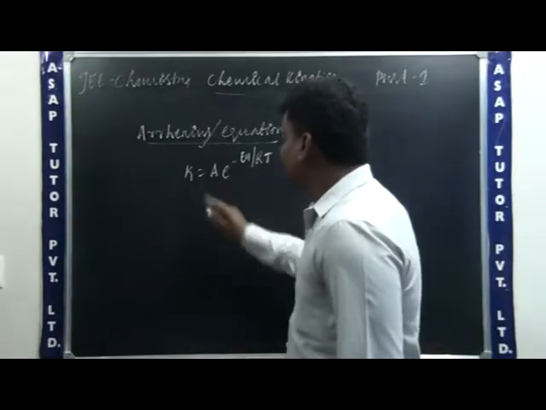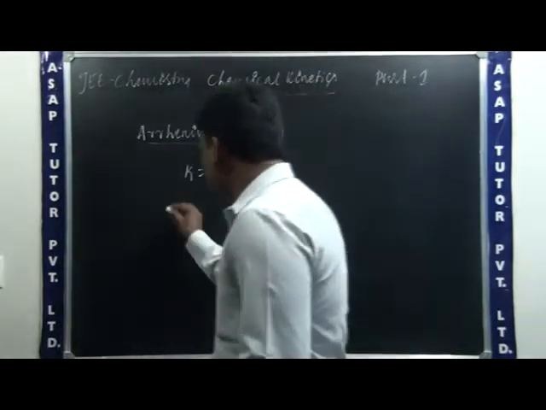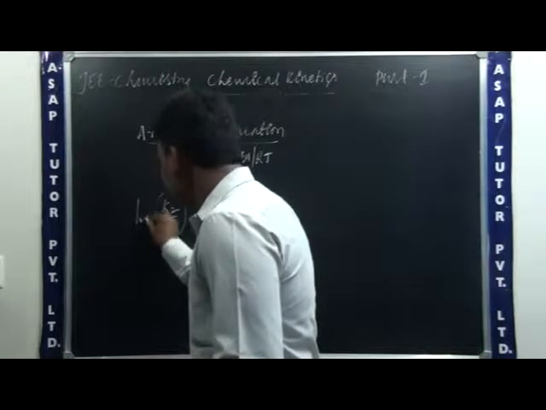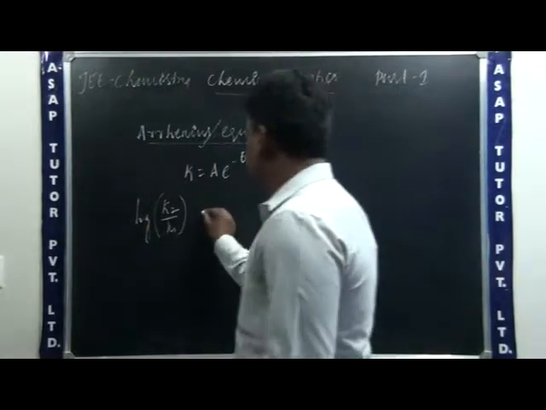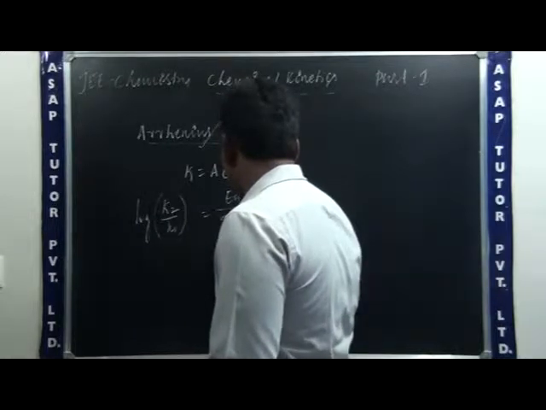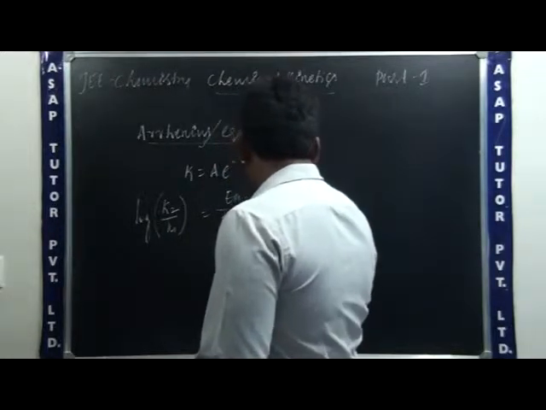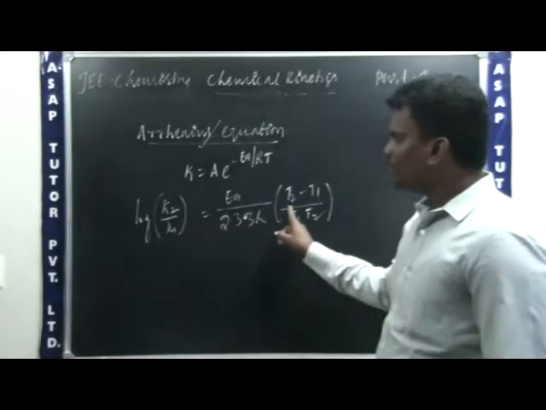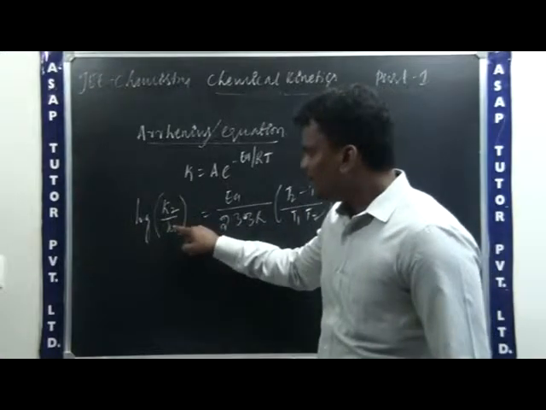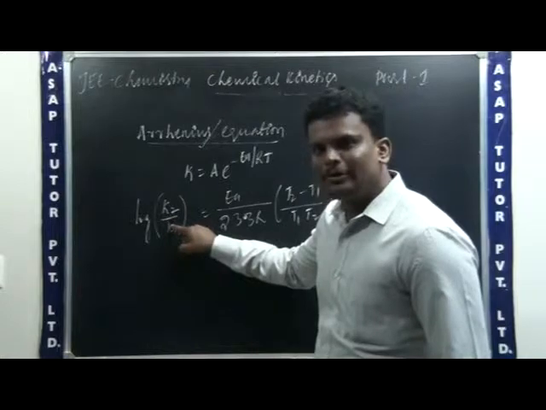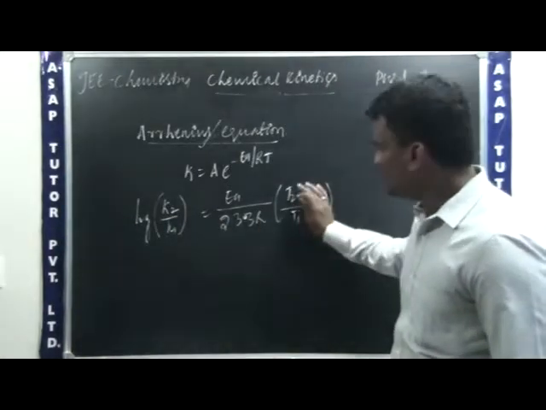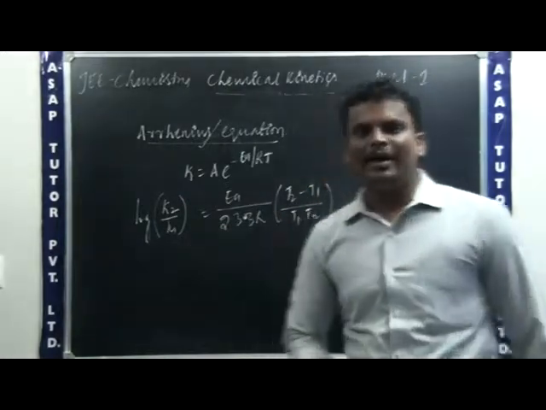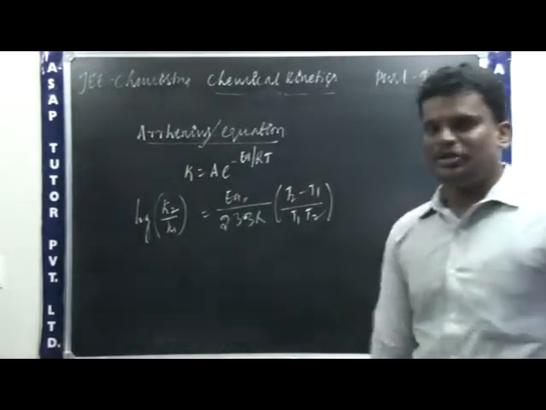If I consider the Arrhenius equation for different rate constants, then we can write K2 divided by K1. This is the total formula: log of K2 by K1 is equal to Ea divided by 2.303 R into T2 minus T1 divided by T1 into T2. This formula is used to calculate different rate constants, and also you can find the temperature. By knowing the temperature you can find the rate constant, and by knowing the rate constant you can find the temperature as well as the activation energy. This is called the activation energy.